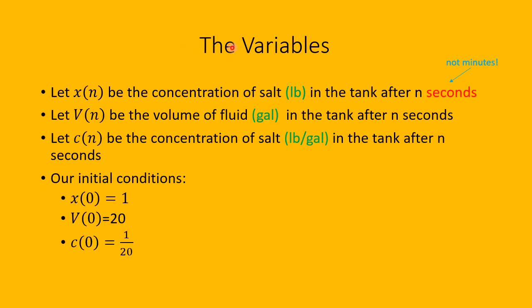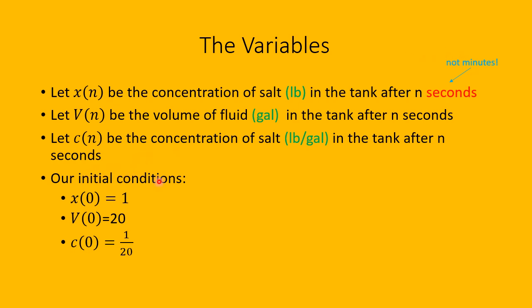In our program, we'll have the following variables. We'll have an array x, and let x sub n be the amount of salt measured in pounds in the tank after n seconds. Let v of n be the volume of fluid measured in gallons in the tank after n seconds. And let c of n be the concentration of salt measured in pounds per gallon in the tank after n seconds. Notice that everything here is going to be measured in seconds, not minutes. In the original problem, we stated the problem in terms of minutes.